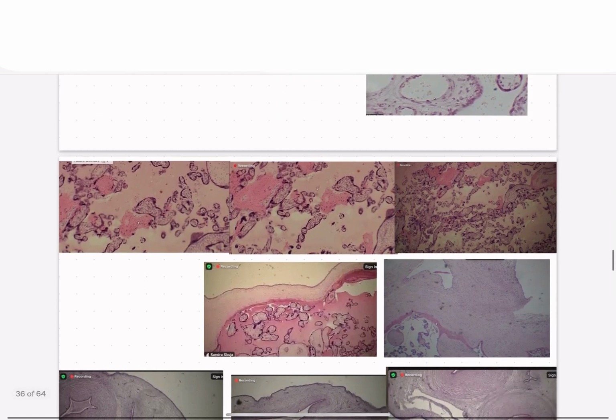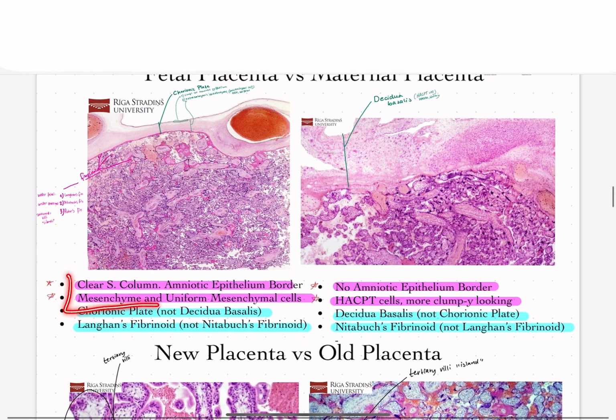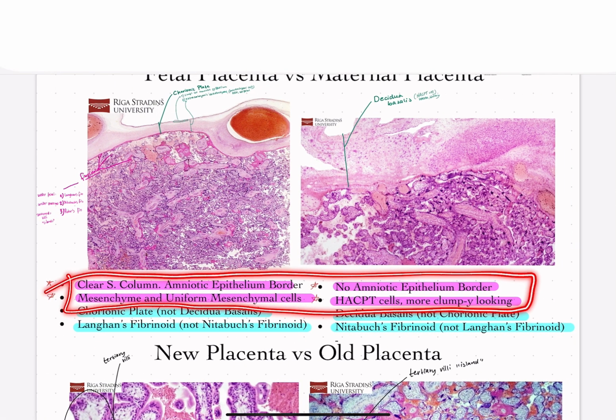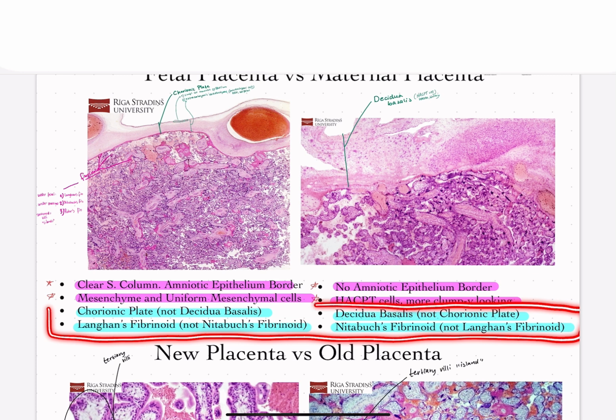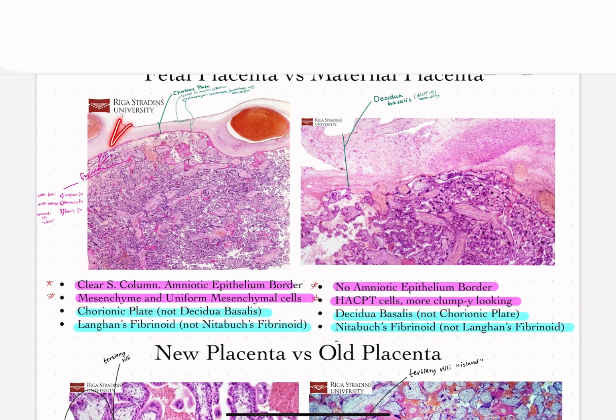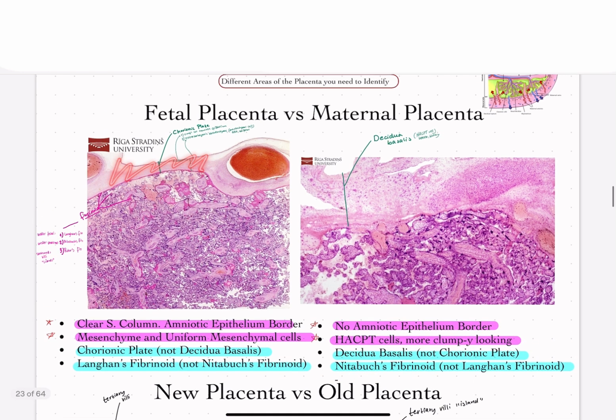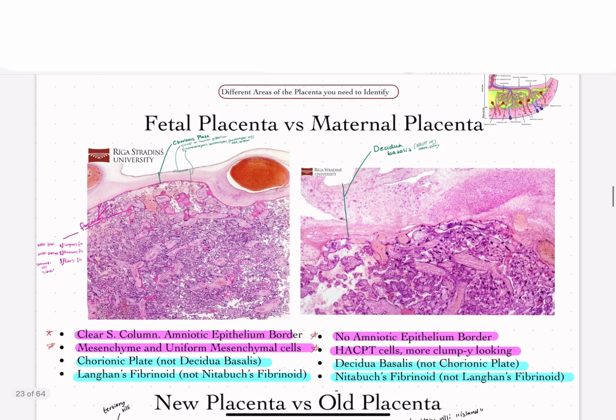The important part though is for you to remember these two visual signifiers. Now that we've talked about the visual signifiers, we will talk about the theoretical differences that you must know for the structure part of this slide. For example, the pink area of the fetal placenta is called something different compared to the pink part of the maternal placenta.